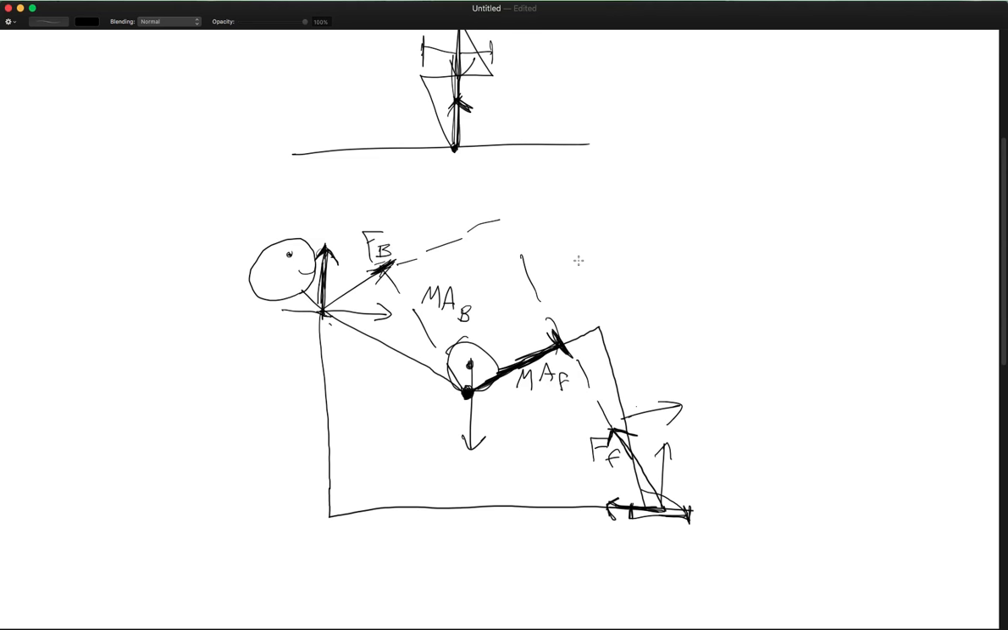So then in order to find the moment at the hip, and we're going to do the absolute value of it, it's going to be equal to the force from the bench times the moment arm from the bench plus the force from the floor times the moment arm from the floor. And that's a very oversimplified way to look at how to find the hip extension moment in the hip thrust.